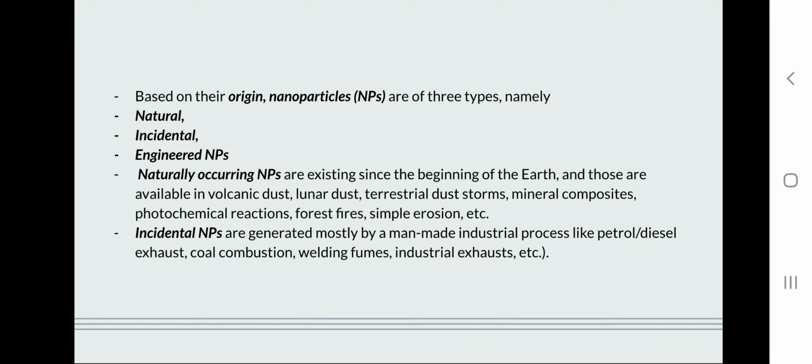Natural nanoparticles are usually naturally occurring nanoparticles, and they have been existing since the beginning of Earth. Examples of naturally occurring nanoparticles are volcanic dust, lunar dust, terrestrial dust storms, mineral composites, forest fire, etc. And incidental nanoparticles are usually generated by man-made industrial processes like petrol and diesel exhaust, coal combustion, welding, etc.